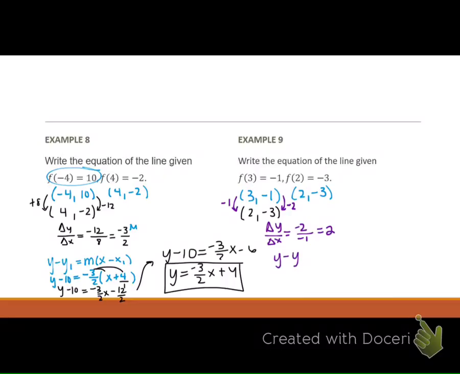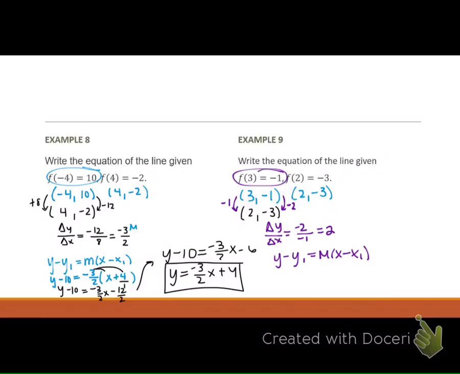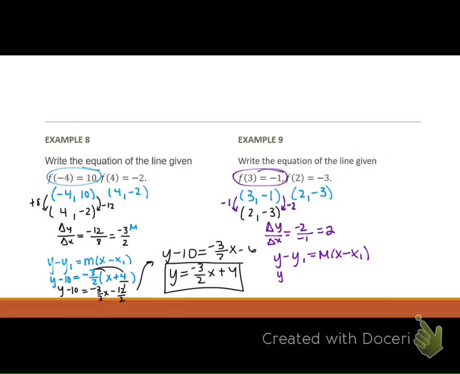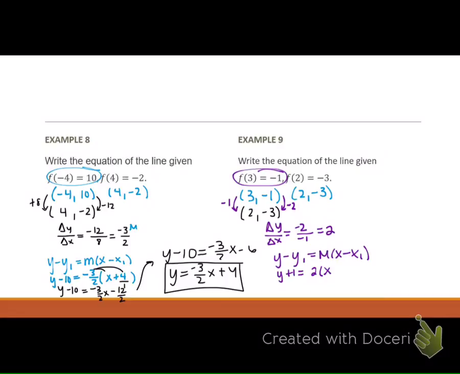Jordan, which point do you want to use? Which point do you want to use? 3, negative 1. So, what is the equation then? y. What's your y value? 3 or negative 1? Which one is the y value? Negative 1. So opposite of a negative 1 is a? Plus 1. So y plus 1, good, equals? 2. Minus x. Minus 3. Perfect. There you go.